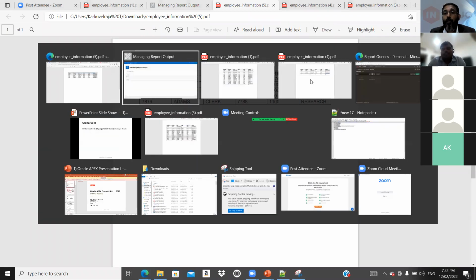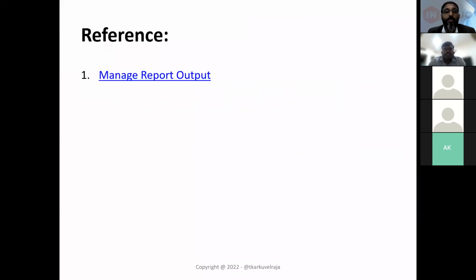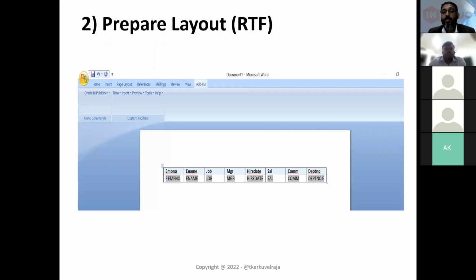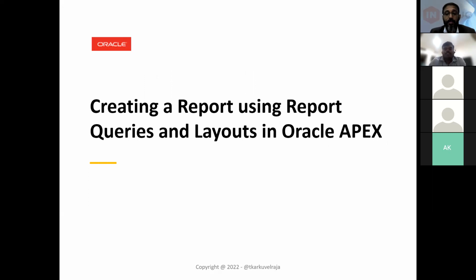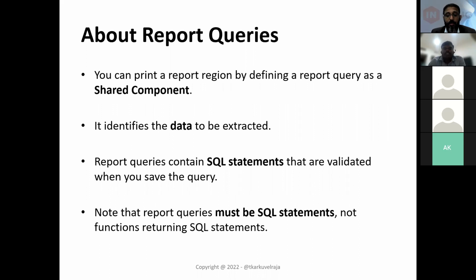Okay, this is how you can effectively build reports using report layout and the report queries feature and references. I have given the references also. Okay, and quickly we can glance at what we have seen so far. The topic is how you can create a report using report queries and report layouts. What we have covered is how you can print a report region by defining a report query, and how you can effectively format the report region using the report layouts.